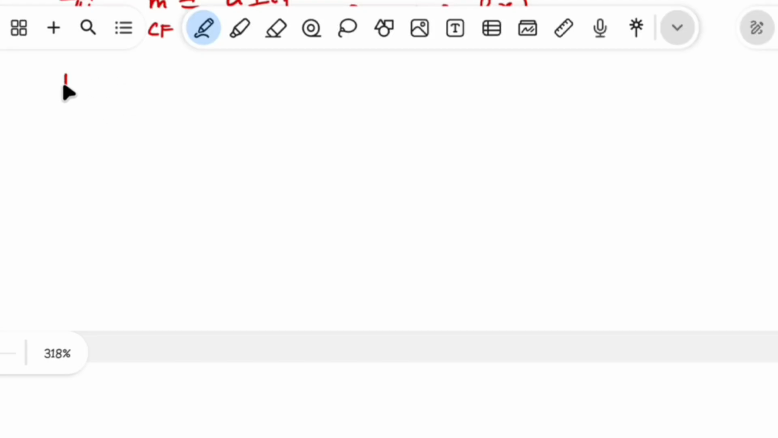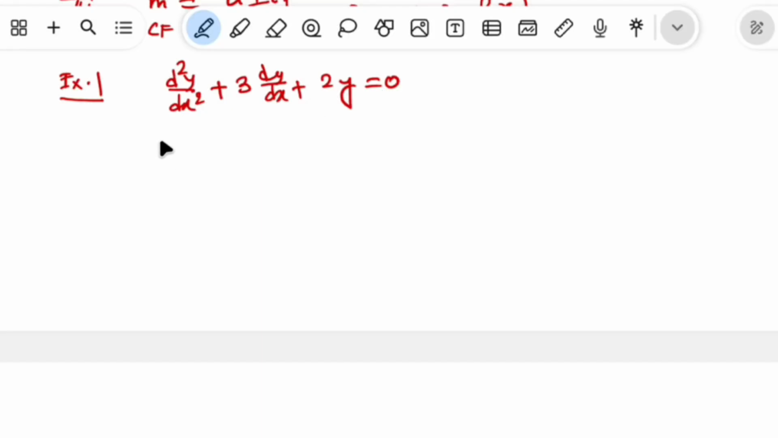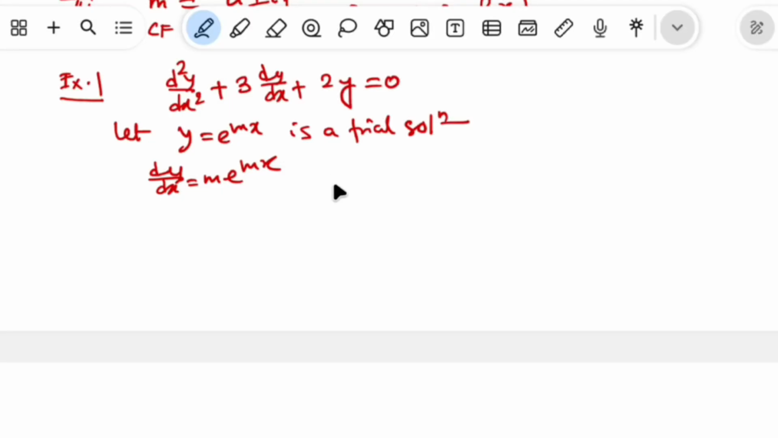Suppose we have this equation d2y/dx2 + 3 dy/dx + 2y = 0. Then we'll write, let y = e^(mx) be a trial solution. And we know that dy/dx will become m e^(mx) and d2y/dx2 will become m^2 e^(mx).